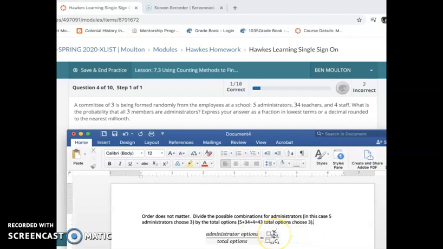There are 5 administrators total. So what's the combinations that we'll get if all three of them are administrators? So 5 choose 3. Divide that by your total options of 43. That's all your people, all your administrators, your teachers, your staff, all added together to get 43. You choose 3 of them. Okay, so we'll figure that out.